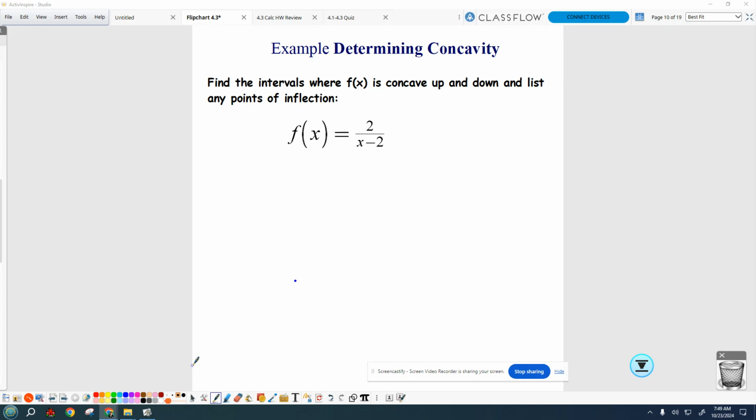So, okay, it says find intervals where f of x is concave up and down and list any points of inflection. Alright, Zach, what do we have to do to find inflection points? What is the derivative equal to 0 or undefined? First derivative? First or second? Second. Okay, we need to find the second derivative.